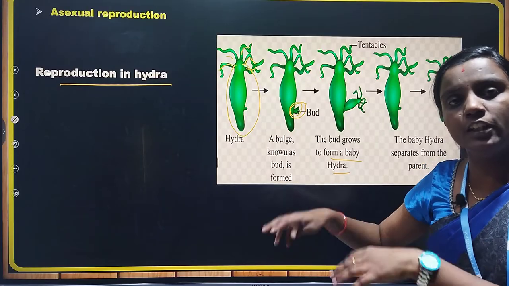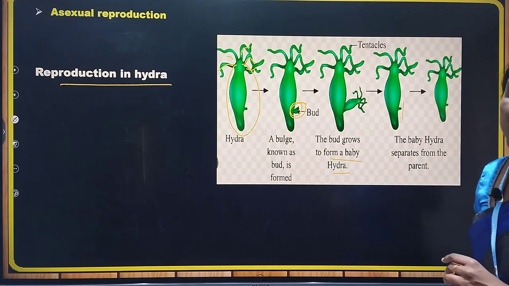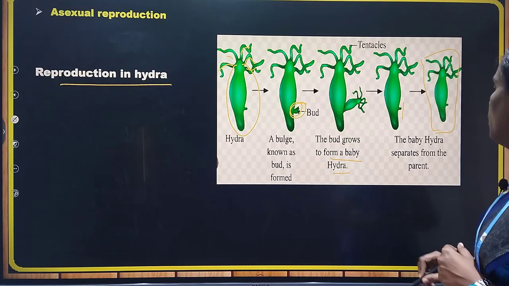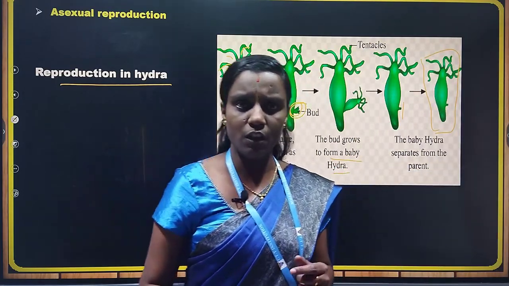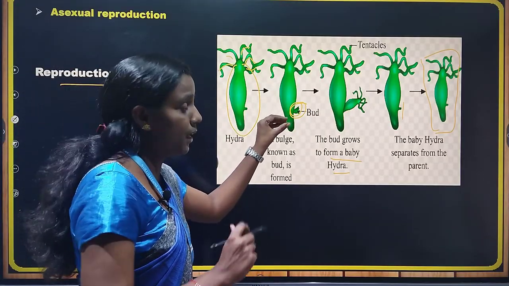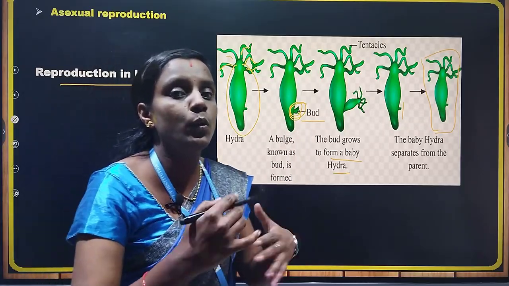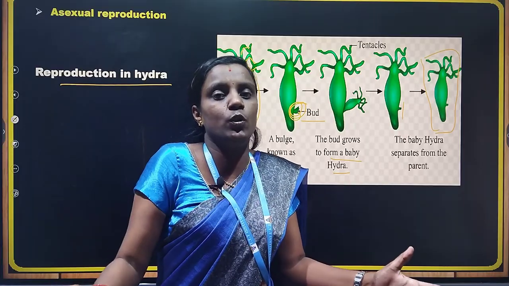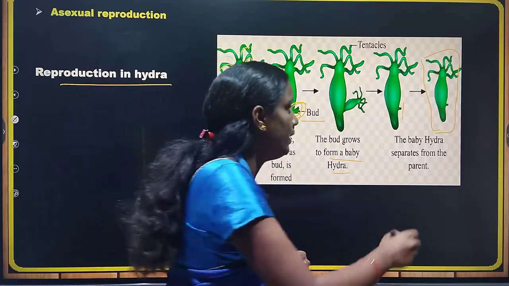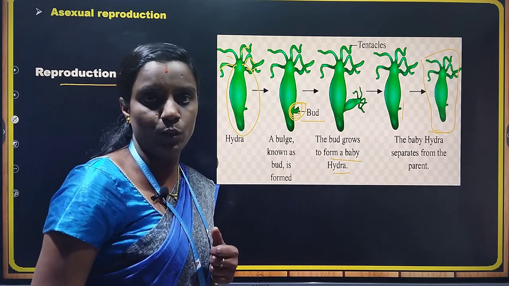It is actually growing in the body of the parent only. So once it grows, what happens? It will be cut from that parent body and it will be separated as a new organism or the baby Hydra. Fine. See, a simple process here. There is a bulged part originating in the Hydra itself, that we call the bud. That bud grows as a baby Hydra, and once it has grown, it will detach from its mother Hydra, and the baby Hydra will be separated. So by this process, reproduction in Hydra occurs.